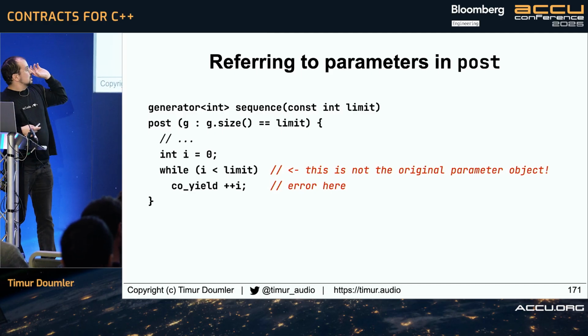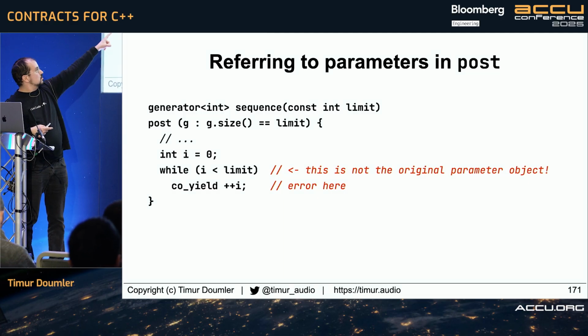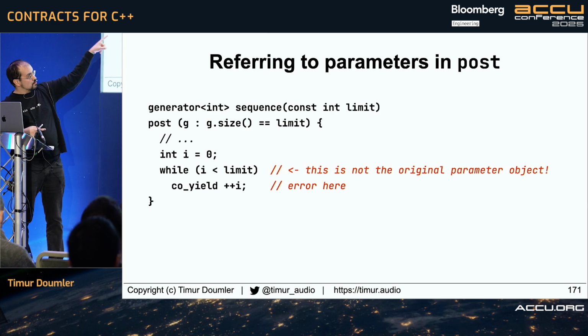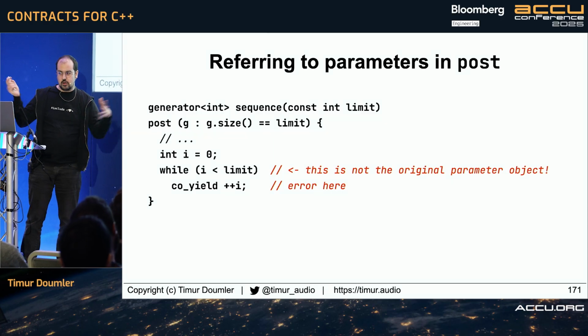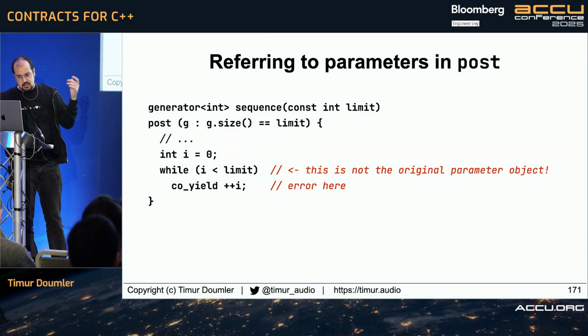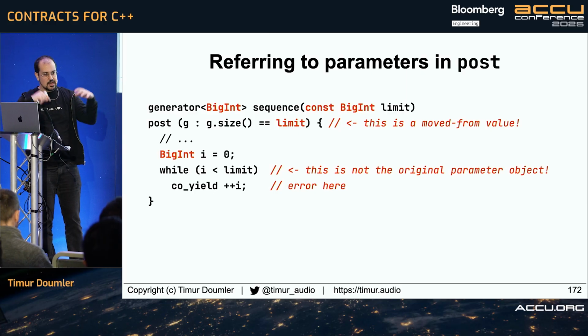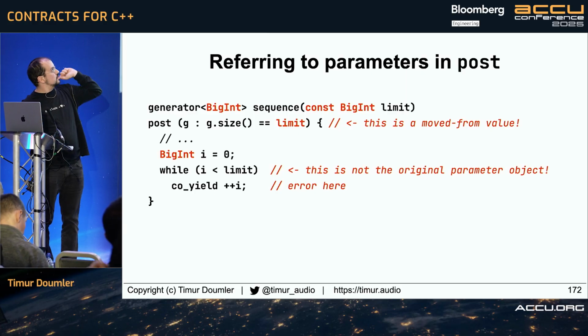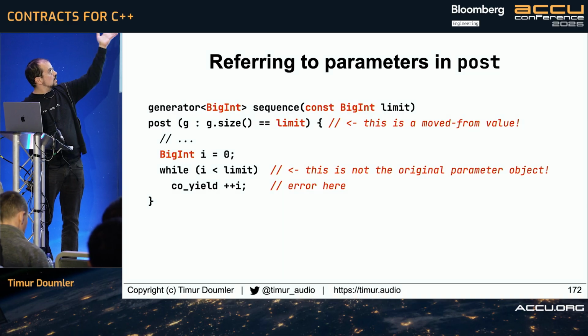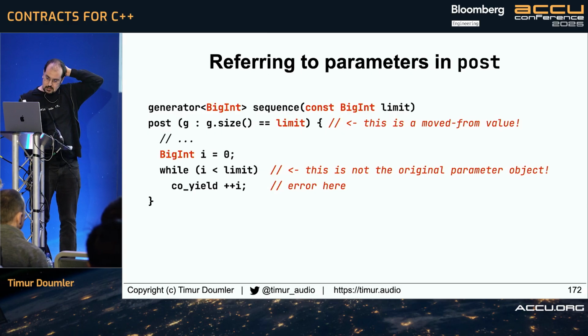So if you have this parameter limit and you refer to it in the body of a coroutine, that's not actually the original parameter object. It's a copy that has been moved to from the original one. And if it's an int, unobservable, move, copy, it's all the same. But if you have a big int, maybe a non-trivial type that has some dynamic stuff on the heap, you will see that this one in the post condition there is actually a moved from value. So the post condition, again, will not do what you think it does.